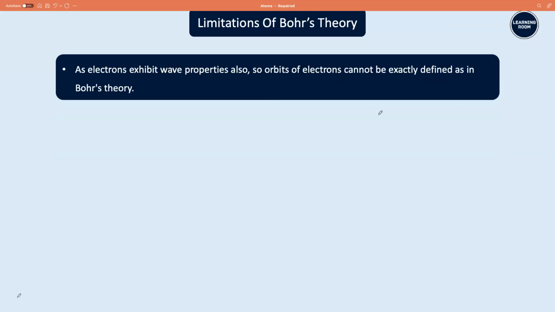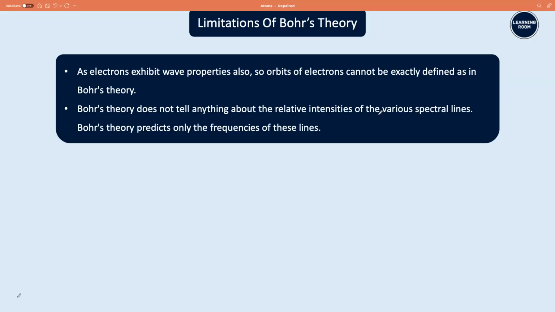Next, as electrons exhibit wave properties also, the orbits of electrons cannot be exactly defined as in Bohr's theory. Later it was discovered that electrons exhibit wave properties as well, meaning electrons do not move in a sharp circular motion, rather they move in the form of a wave. Bohr's theory also does not tell anything about the relative intensities of the various spectral lines. It predicts only the frequency of those spectral lines.